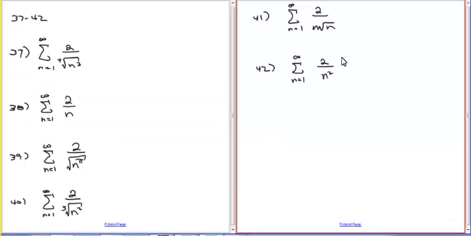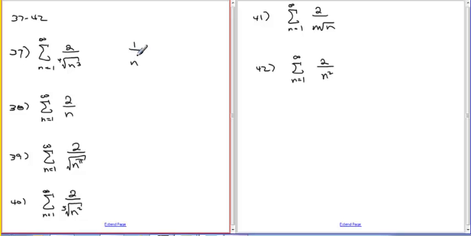So this is 37 through 42. We're supposed to match up with these curves. The first thing we're going to do is answer the question: does it converge or diverge? These are all p-series, so all we have to do is determine what the exponent is. So I'm just looking at the exponent part.